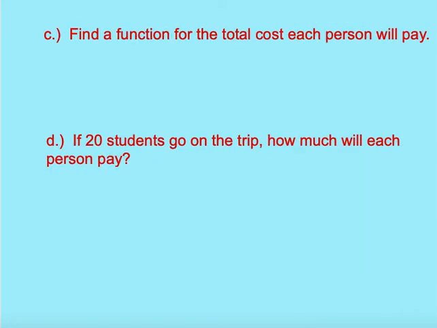Now, let's find a function for the total cost that each person will pay. So if they're going to split the cost, we're going to take the cost and divide it by the number of people going. So we're going to take both of those functions and divide them. So the cost function, you'll recall, was 15x plus 72. The number of people going was the number of students plus 3 adults. So this gives us the division of 2 different functions.